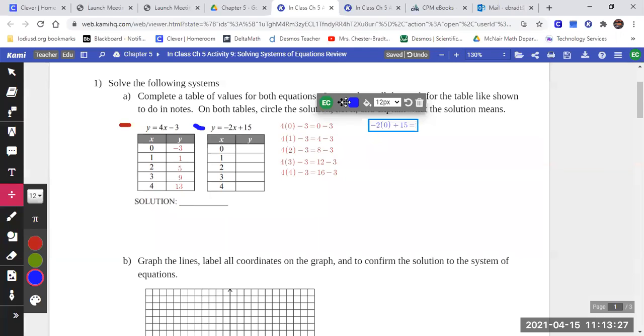So we have to solve the multiplication part. What would we get? 0 plus 15. And we put the answer on the table. So what would the answer be?